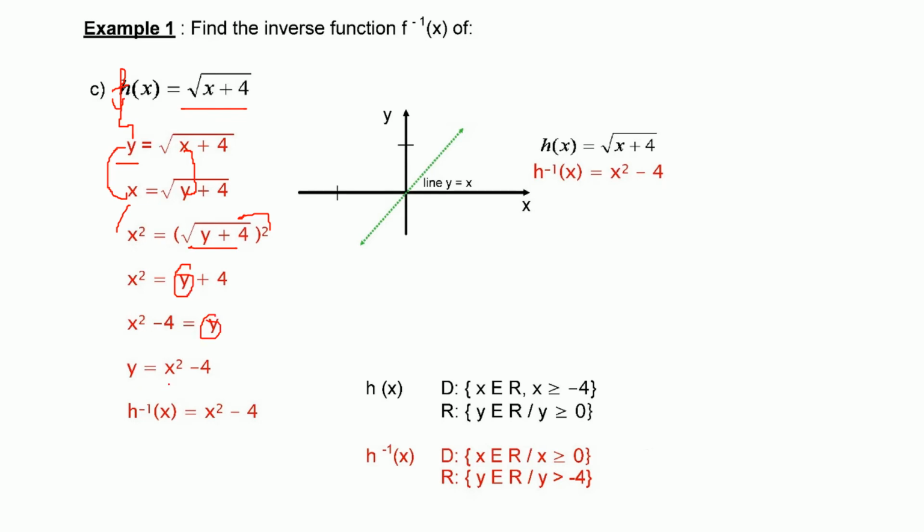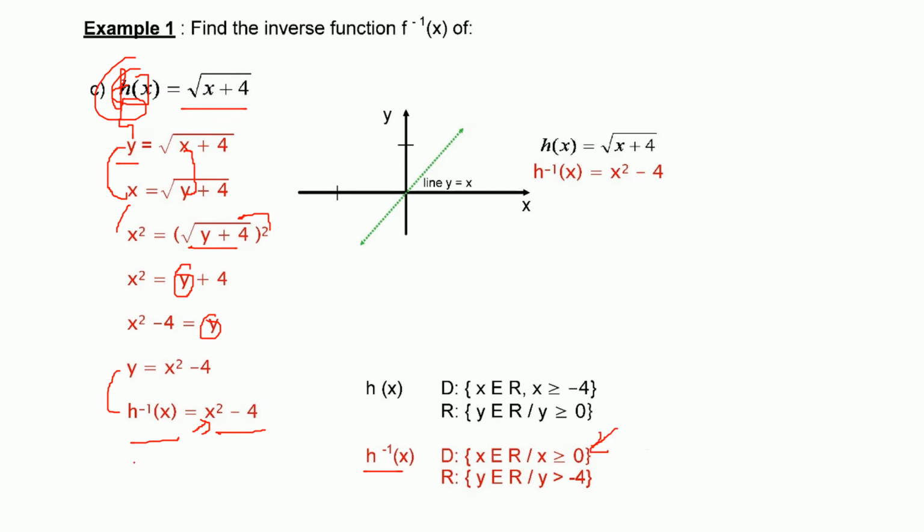So y is x square minus 4, which is nothing but the f inverse x, and here it is hx, so it will be h inverse x. So h inverse x is x square minus 4. Now because this is the situation, again we have to look for the domain and range. I'm talking about the inverse. The domain is any value you can put in place of x which is greater than or equal to 0, because even if you put any value, it is going to be squared, so it will be always greater than or equal to 0.